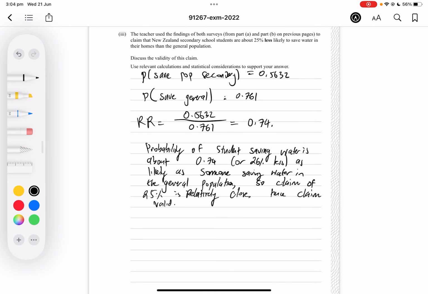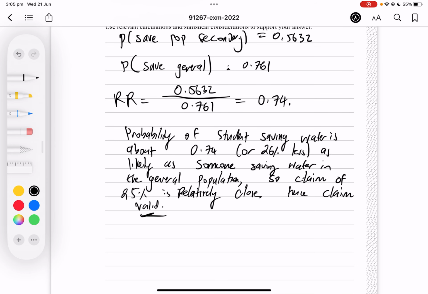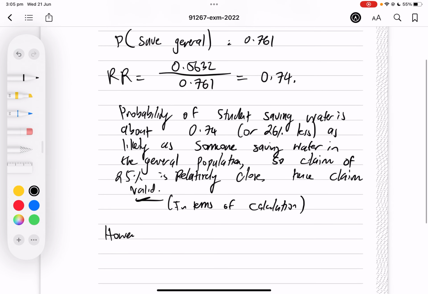So discuss the validity of the claim. In terms of the pure calculation, the claim of 25% is valid. But perhaps we might also want to consider the survey methodologies. So the claim is valid in terms of the calculation, however overall validity may be questioned.